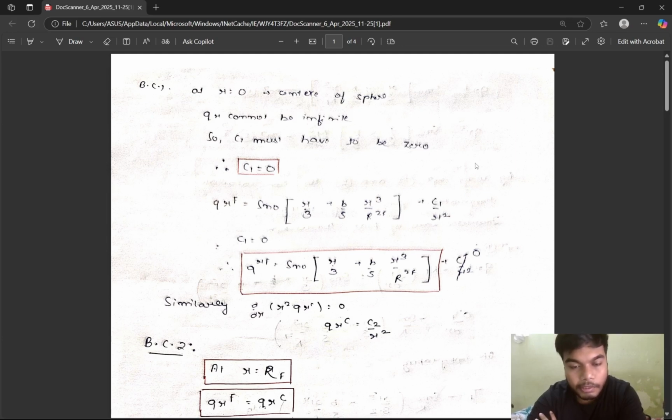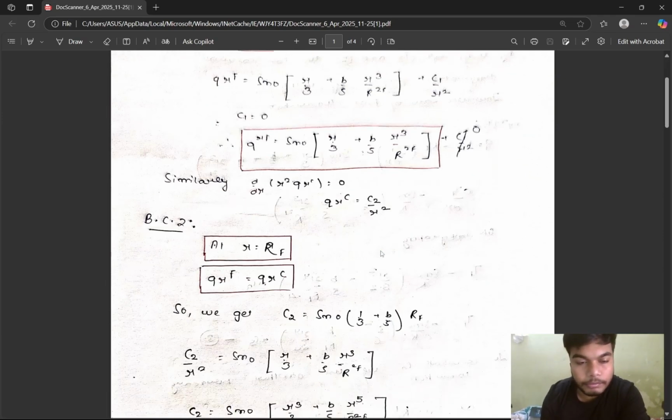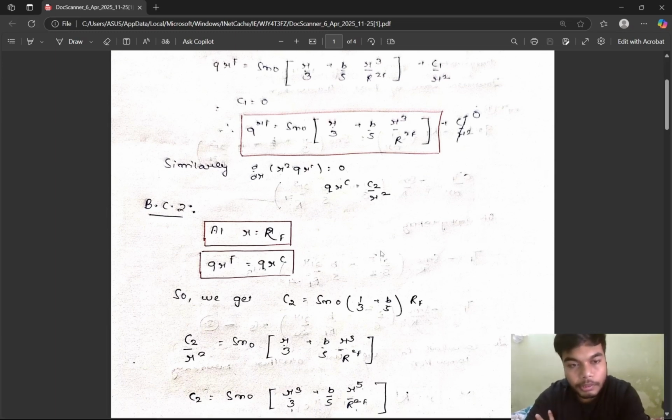This will be QRF. Similarly, QRC we can calculate from the equation d/dr of (r square QRC) equals 0. So QRC will be equal to C2 upon r square. Now we will calculate C1 and C2 by boundary condition 2. At r equals RF, QRF is equal to QRC. Now we will get C2 as Sn naught into (1 by 3 plus b by 5) RF.